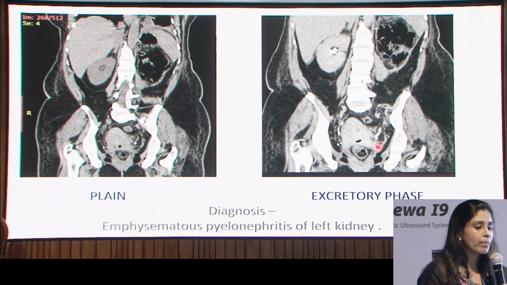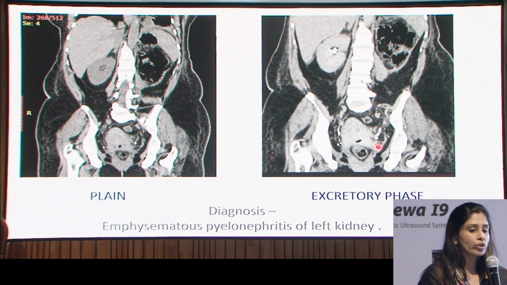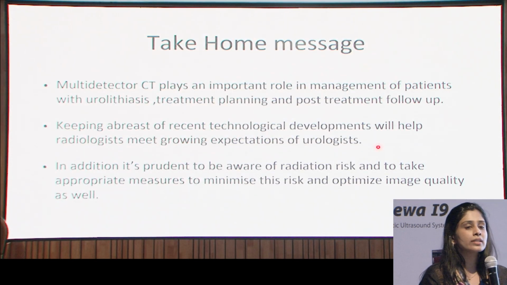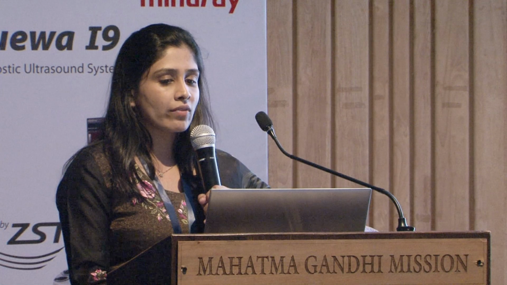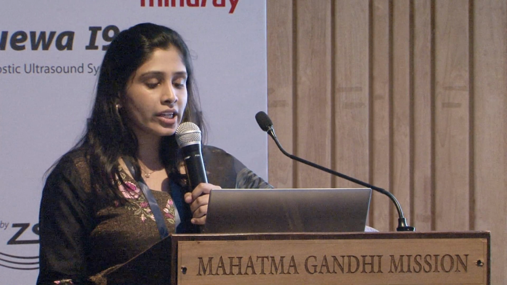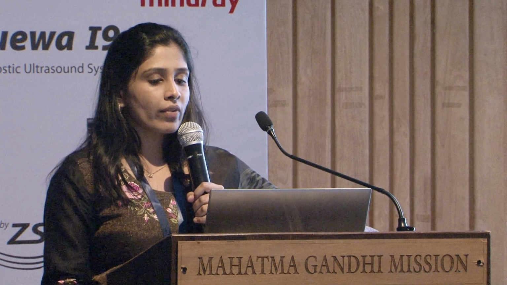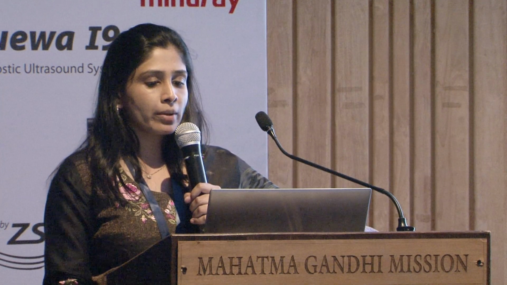Take-home message will be: multi-detector CT plays an important role in management of urolithiasis and also follow-up of the patient. And recent technological developments will help radiologists to meet the growing demands and expectations of urologists. In addition, it's prudent to be aware of radiation risk and take appropriate measures to minimize this risk and optimize the image quality as well. Thank you.